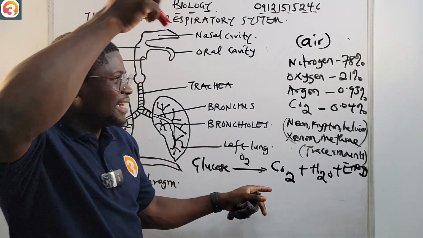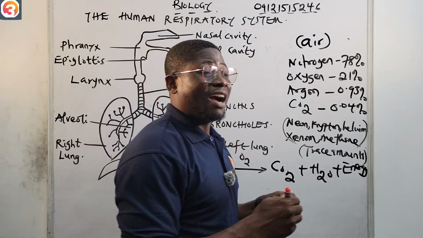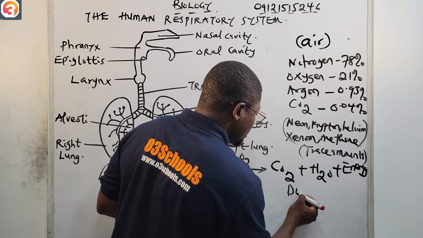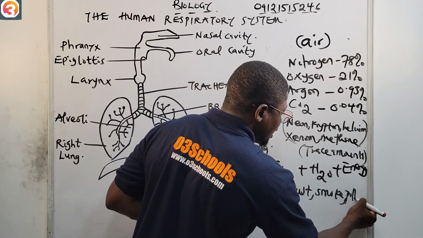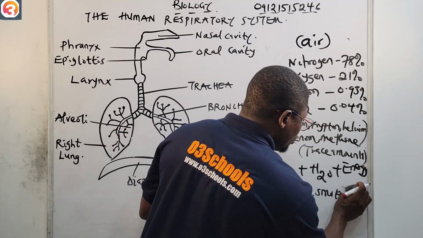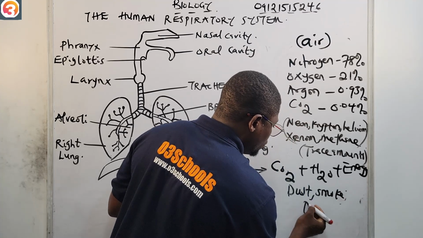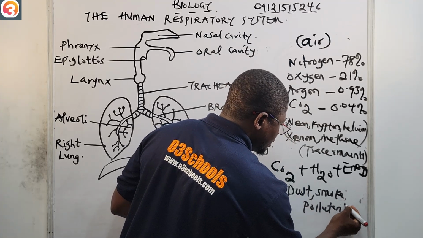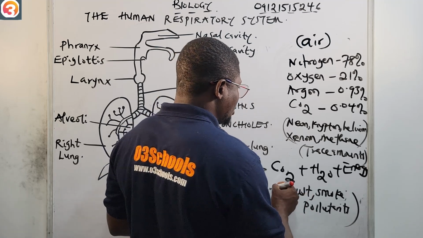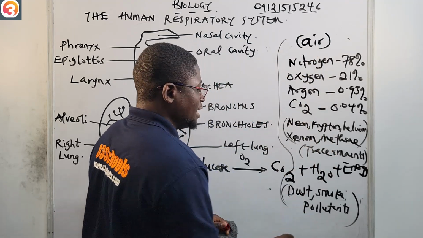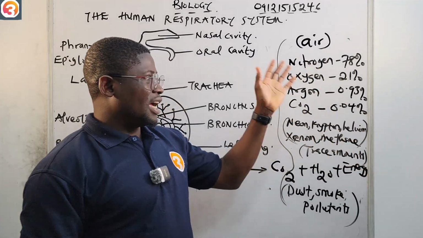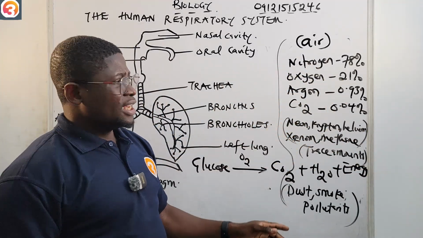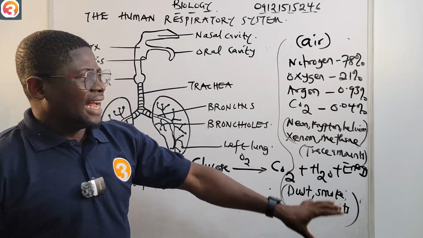And even still in this air, we also have pollutants: dust particles and smoke particles. So all these you see here are the composition of air. We have nitrogen, oxygen, argon, and CO2. All these are the composition of air.